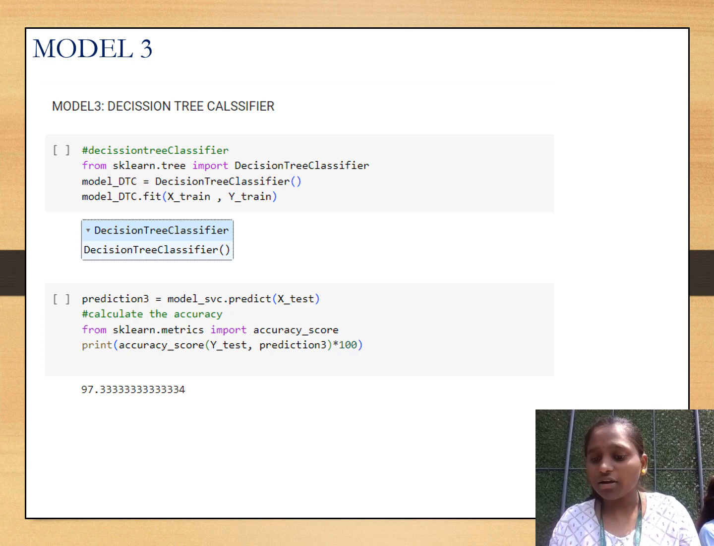Decision trees are known for their simplicity, interpretability and ability to handle both numeric and categorical data. However, they can be prone to overfitting, especially with deep trees, and it has an accuracy level of 97.3334. So logistic regression, decision tree classifier and support vector machine, these three algorithms help to detect the iris flower, and they are powerful.